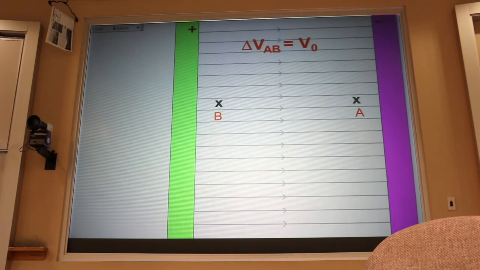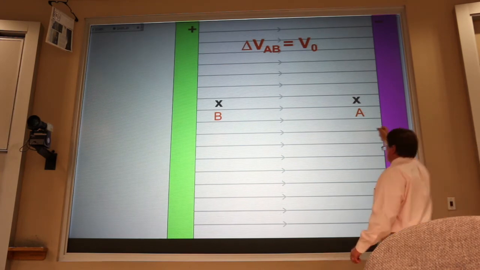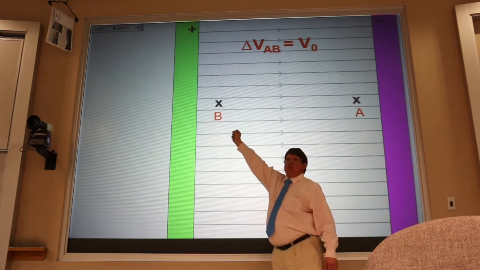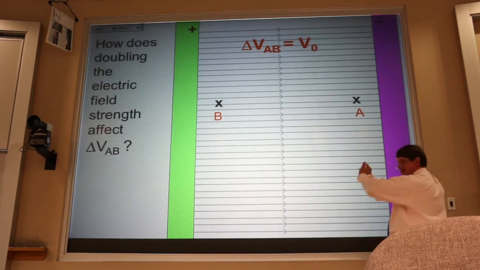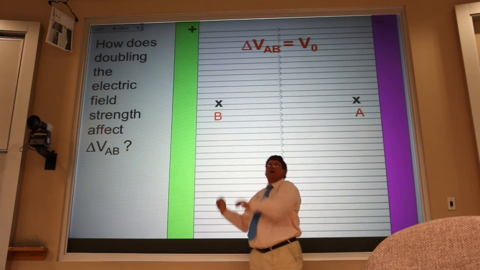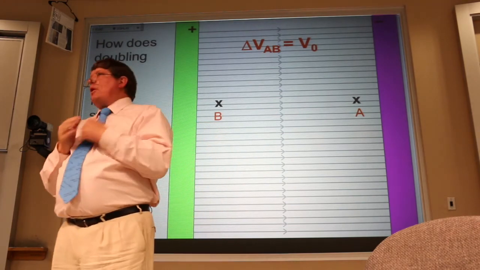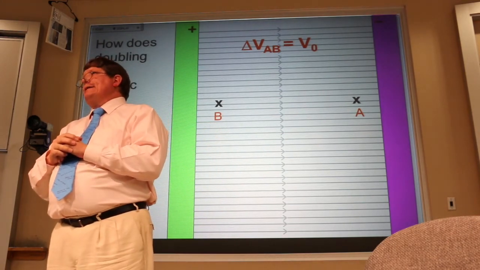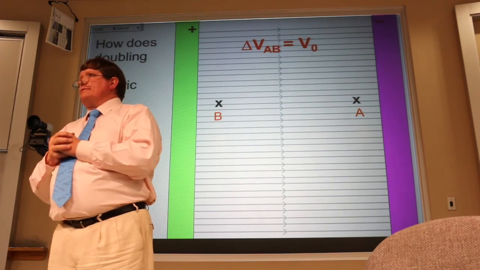Now what if instead of that electric field, I was fighting a field that was twice as strong? Well, if I could push that 1 coulomb across with one hand, now I'm fighting a field twice as strong. I've got to push twice as hard. How much work do I have to do? Twice as much. Okay? So twice the field, twice the voltage.